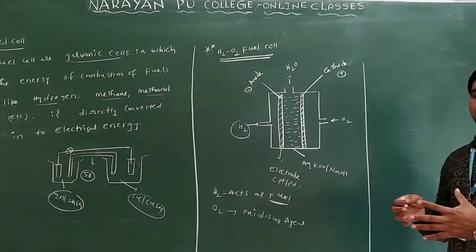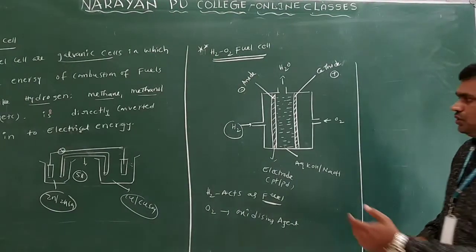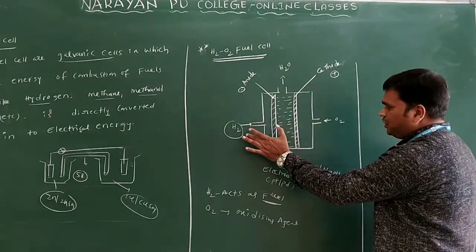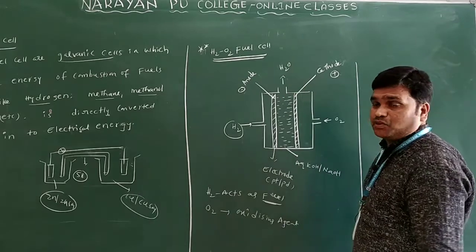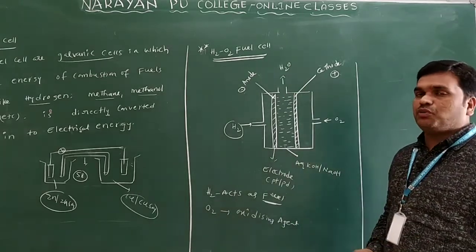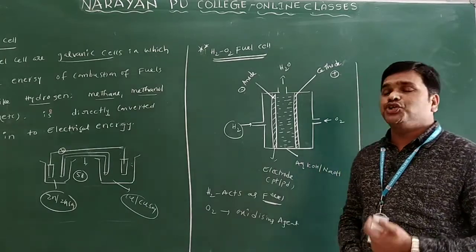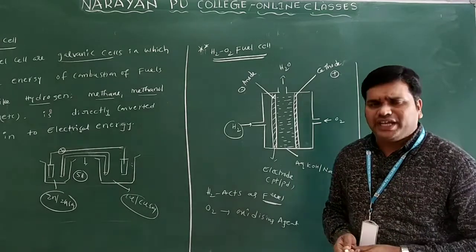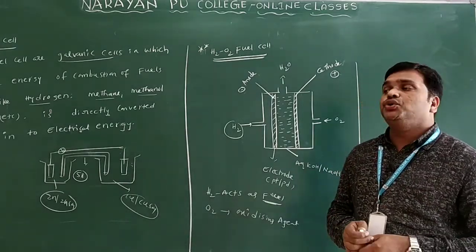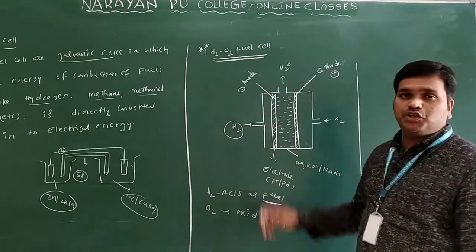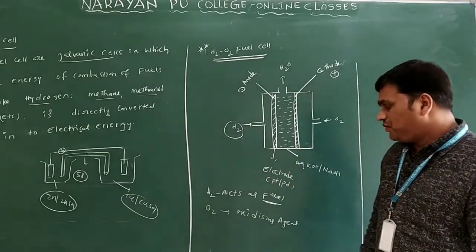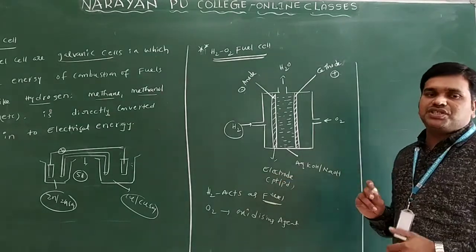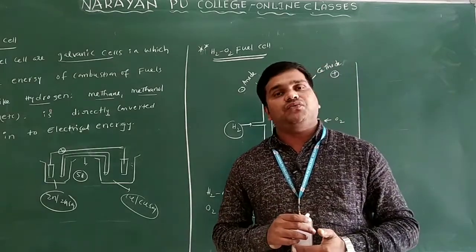H2 and O2 gas is bubbled into the electrolytic solution. I already told you, whenever H2 gas comes in, a chemical reaction takes place between H2 and O2, producing water as a product. In this production, some amount of electrical energy is produced, which we can identify using a voltmeter. H2 acts as fuel and O2 as oxidizing agent. The role of the electrodes is to increase the rate of reaction.